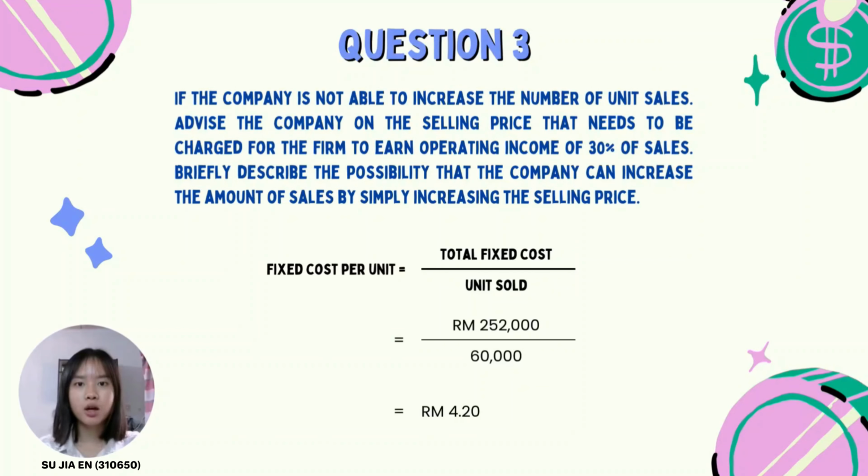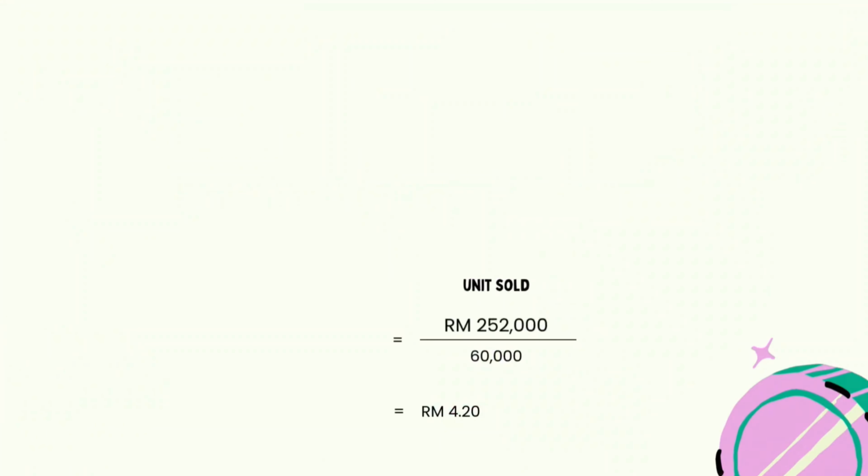First, I will explain the cost structure of the company. The total fixed cost is given as 252,000. To calculate the fixed cost per unit, we divide the total fixed cost by the number of units sold. So, 252,000 divided by 60,000 units gives a fixed cost per unit of 4.2 ringgit.